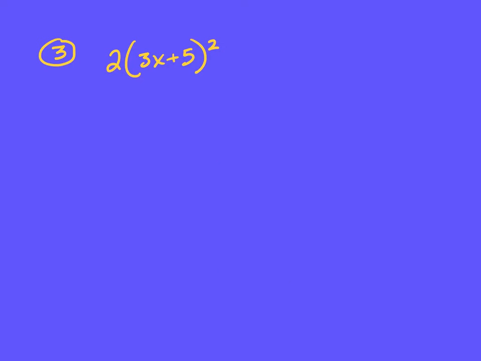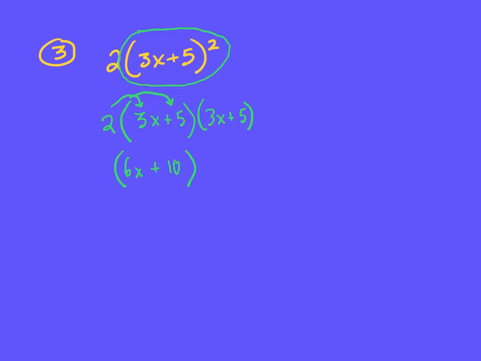Number 3, 2 times the quantity 3x plus 5 squared. Here, the only thing that you're going to square is the parentheses. 2 is just to the first power, so we've got 2. And then we've got 3x plus 5 times 3x plus 5. And you can do this however you want. I would go ahead and distribute the 2 just to start with, and then we'll multiply the rest of it. So 6x plus 10. 2 times 3x, 2 times 5.